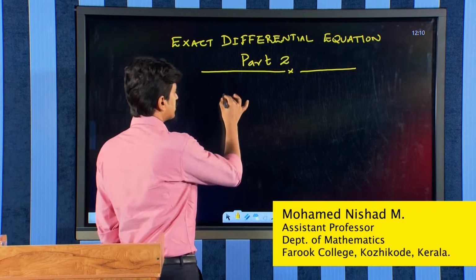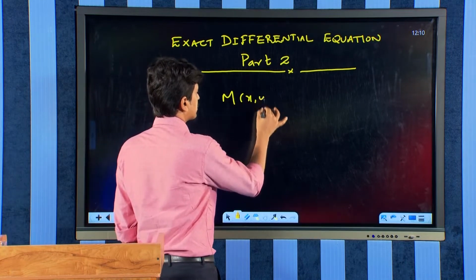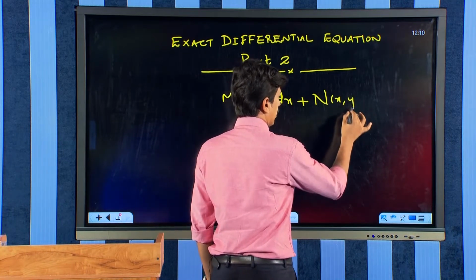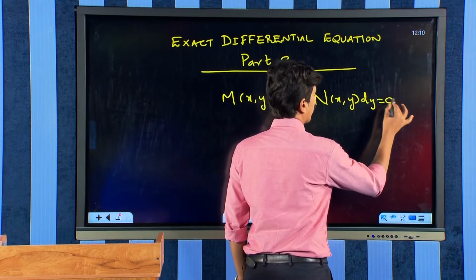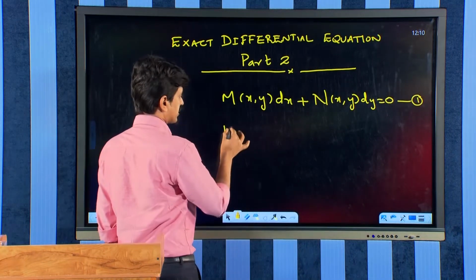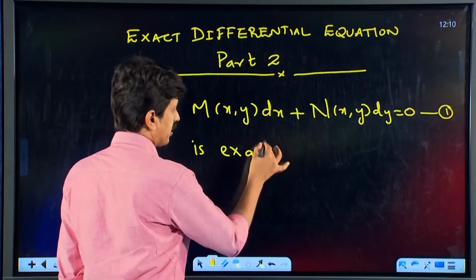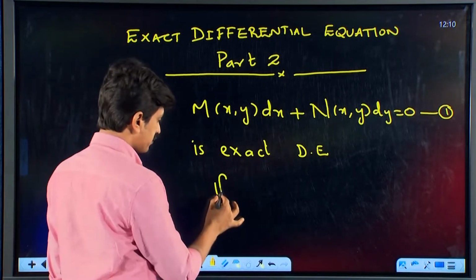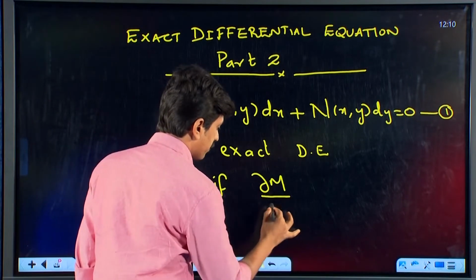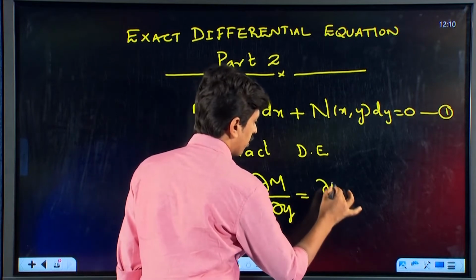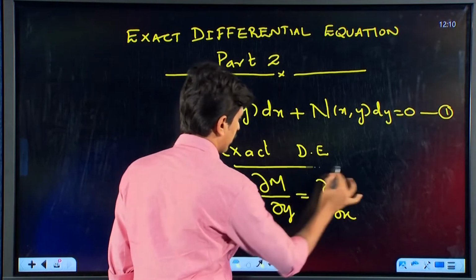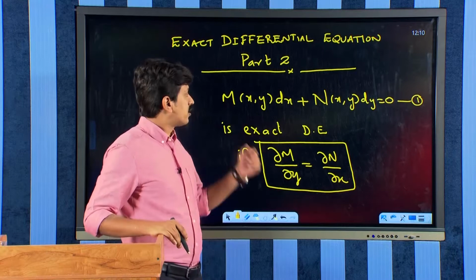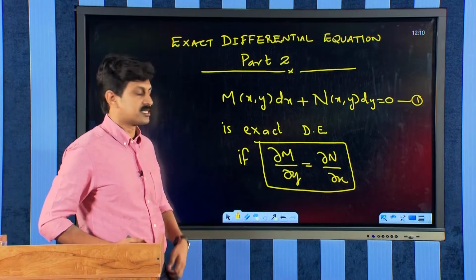We know the differential equation of the form M(x,y) dx plus N(x,y) dy equal to 0 is an exact differential equation if ∂M/∂y is equal to ∂N/∂x. We did some problems in the last session also.